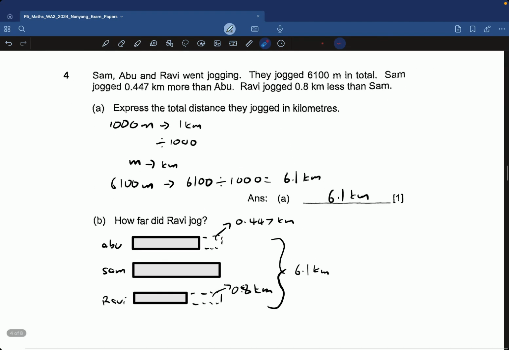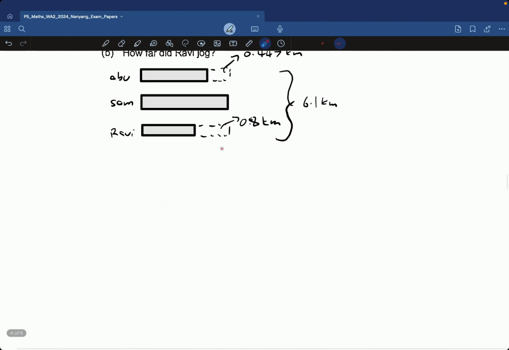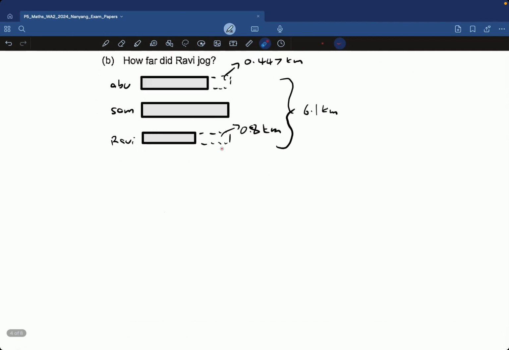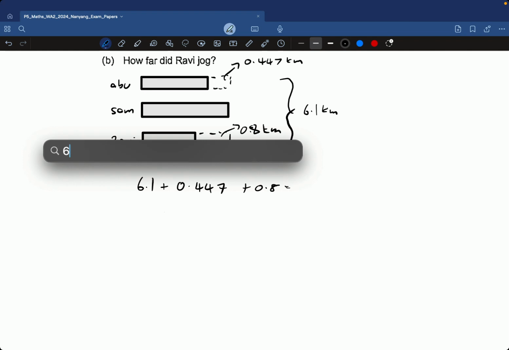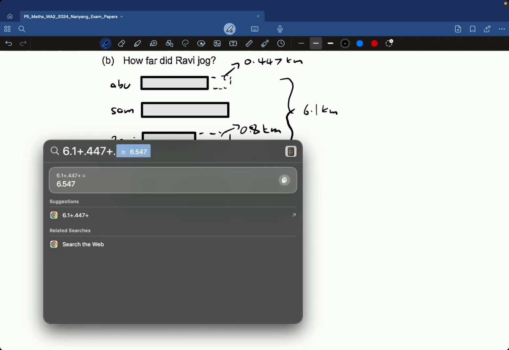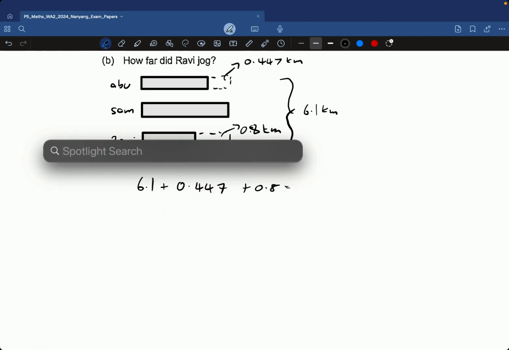So what we're looking for is we want to get Ravi. How much did Ravi jog? So does that mean that if we get the missing piece, we are able to get the equal parts, and then we can know how much Ravi has jogged, right? So first is we have 6.1 plus 0.447 plus 0.8. So this is the total. So I'm gonna use my calculator. 6.1 plus 0.447 plus 0.8. This will be 7.347.